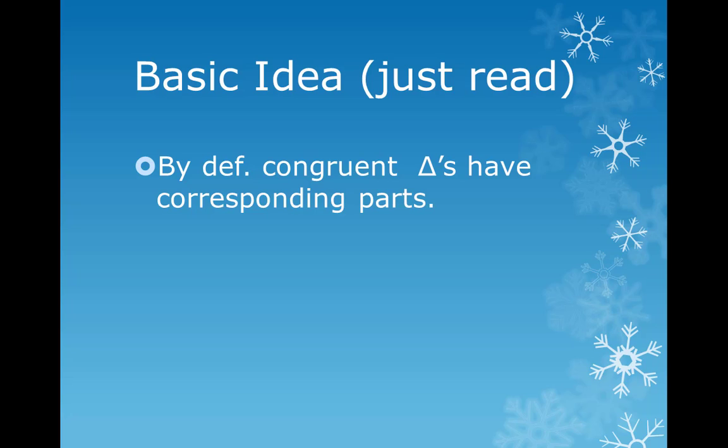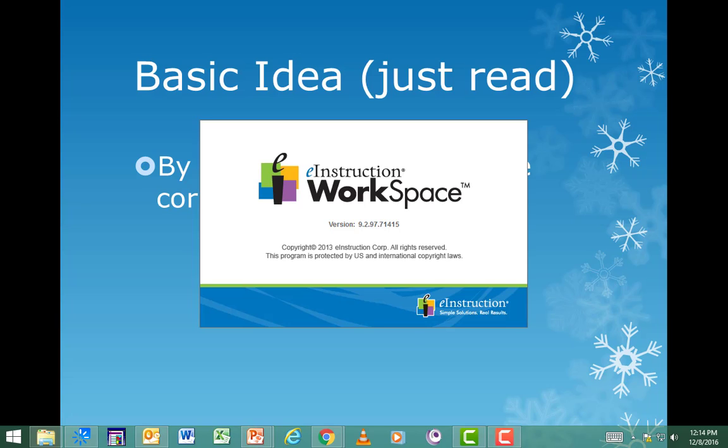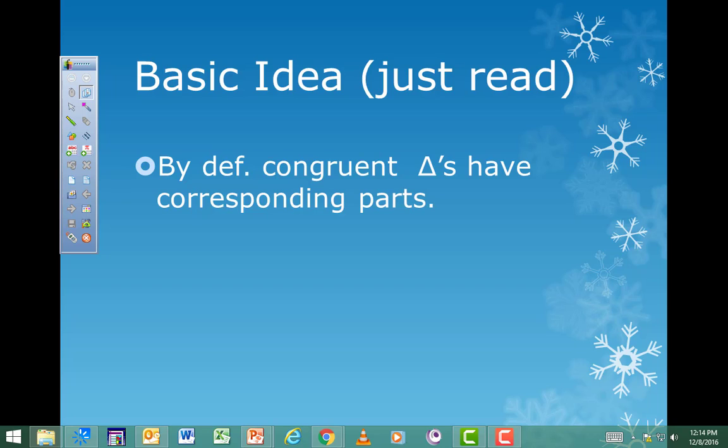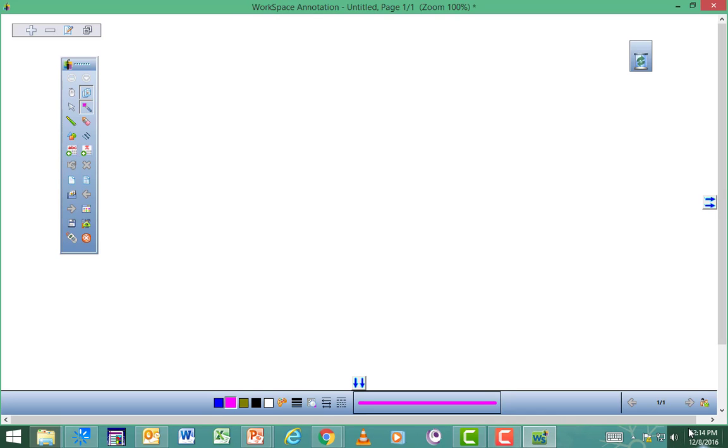So when we first started working with triangles way back in section 4.1, we noticed that triangles have 6 parts. They have 3 pairs of sides and 3 pairs of angles that you need to show are congruent. And so that's what we started out by doing. So let me just show you the basic idea that we're going to get into today.